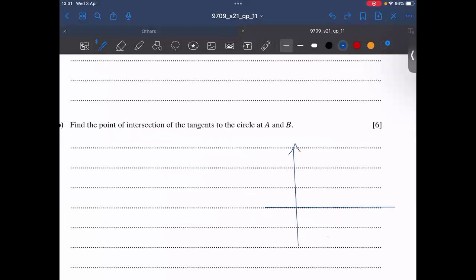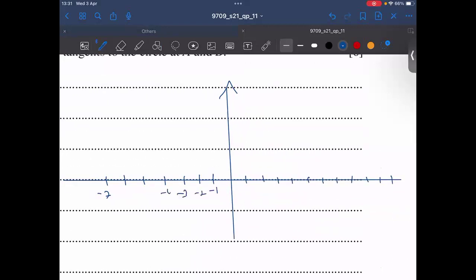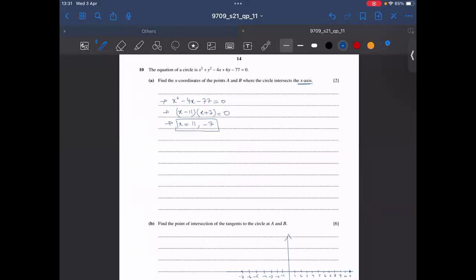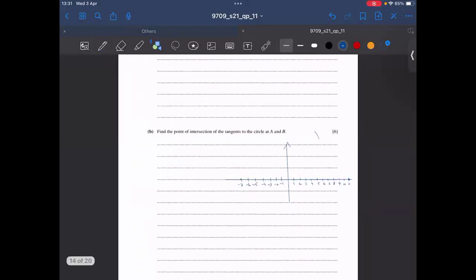Minus 7. 1, 2, 3, 4, 5, 6, 7, minus 7. 1, 2, 3, 4, 5, 6, 7, 8, 9, 10, 11. All right. I'm just sketching it for you people. Minus 2, minus 3, minus 4, minus 5, minus 6. 1, 2, 3, 4, 5, 6, 7, 8, 9, 10, 11. So these are the 2 points where the circle is intersecting the x-axis. Let me draw the circle.